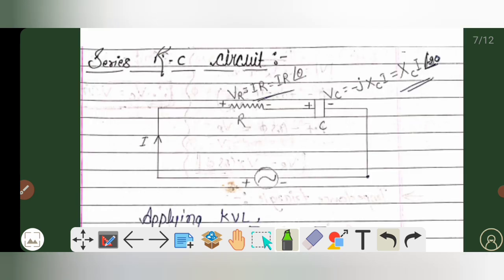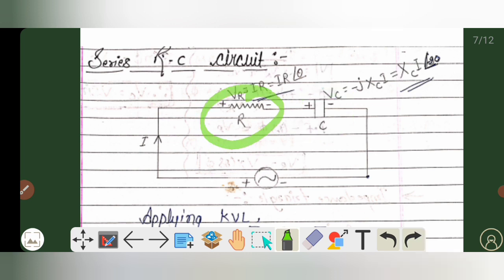Now my dear friends, the next one is the RC circuit. We have talked about the phasor diagram, impedance triangle and power triangle of the series RL circuit, and the next one is the series RC circuit. As you can see here, this is a circuit containing a resistor R and a capacitor C as elements. The voltage across the resistor R is VR and the voltage across capacitor C is VC.